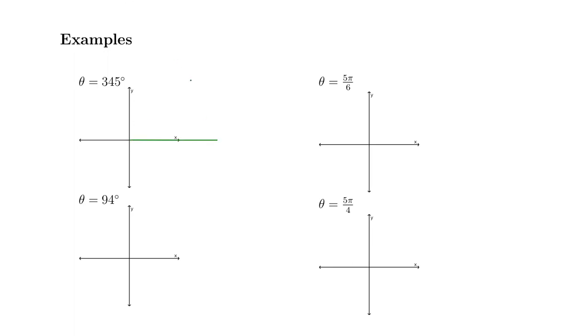There's my initial side. I know that 345 degrees is going to be in the fourth quadrant. How do I know that? Well, because our quadrants are set up by 90 degrees, right? So 0 to 90, anywhere in here is our first quadrant. 90 to 180 is our second quadrant. 180 to 270 is our third quadrant. And 270 to 360 is our fourth quadrant.